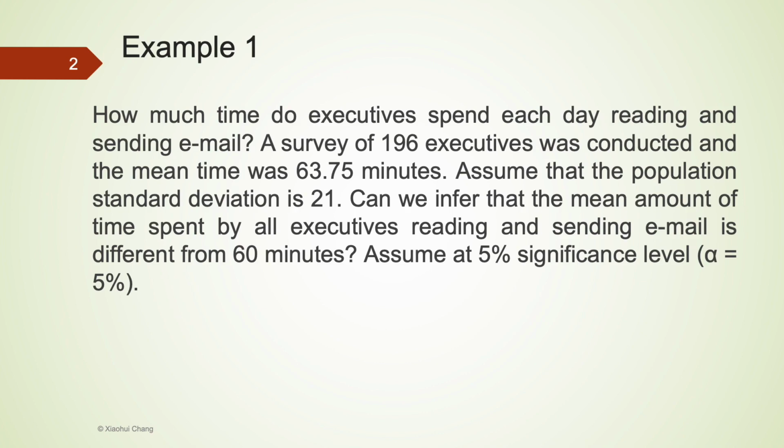A survey of 196 executives was conducted, and the average time was 63.75 minutes. Assume that the population standard deviation is 21. Can we infer that the average amount of time spent by all executives reading and sending emails is different from 60 minutes? Assume a 5% significance level, that is alpha equals 5%. The observation values in this exercise are time spent on emails, suggesting that the data are numerical or quantitative data.